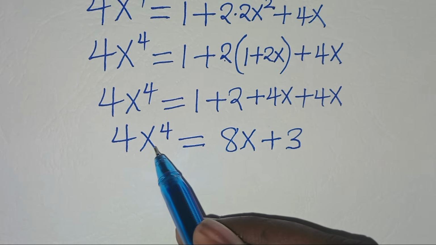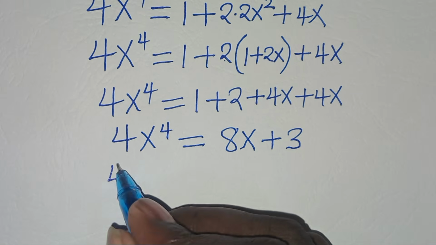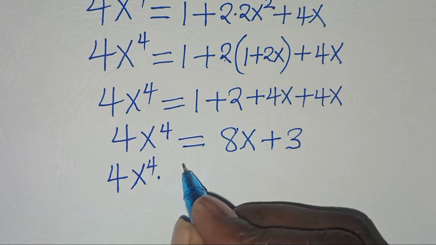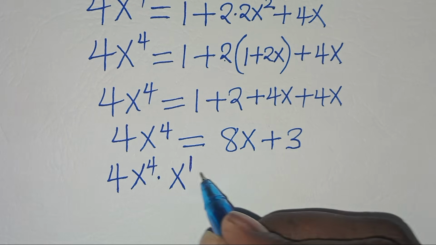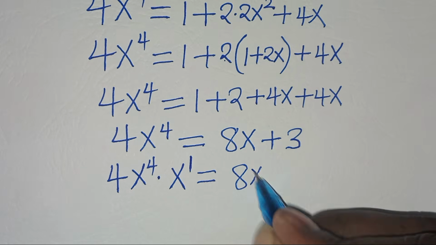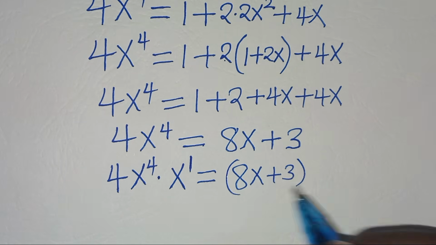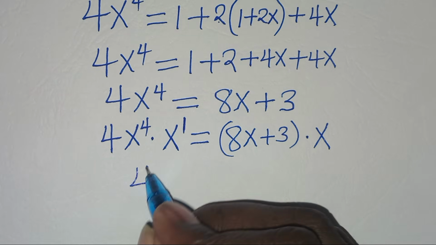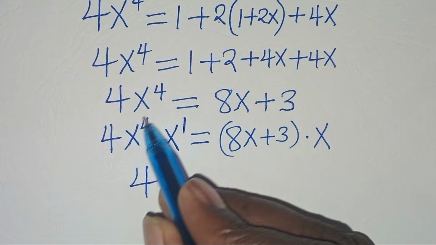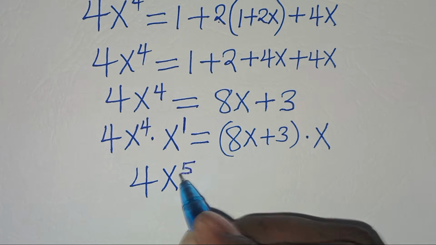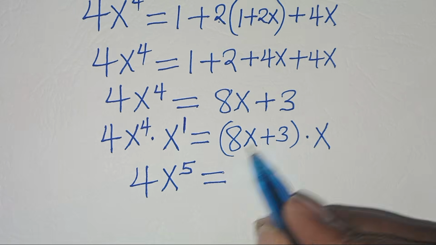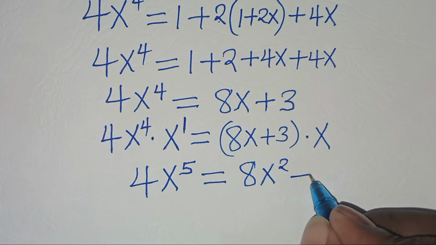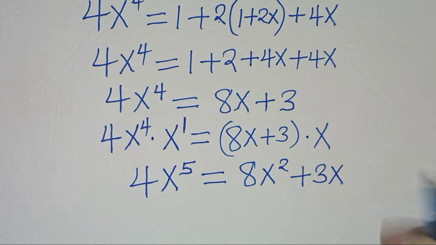Now since we are solving for x^5, let's multiply both sides by x. So we have 4x^4 multiplied by x. X is raised to the power of 1. This is equal to (8x plus 3) multiplied by x. So this means here we have 4x^(4+1), this is 5, and this is equal to 8x times x, this is 8x^2, then plus 3x.